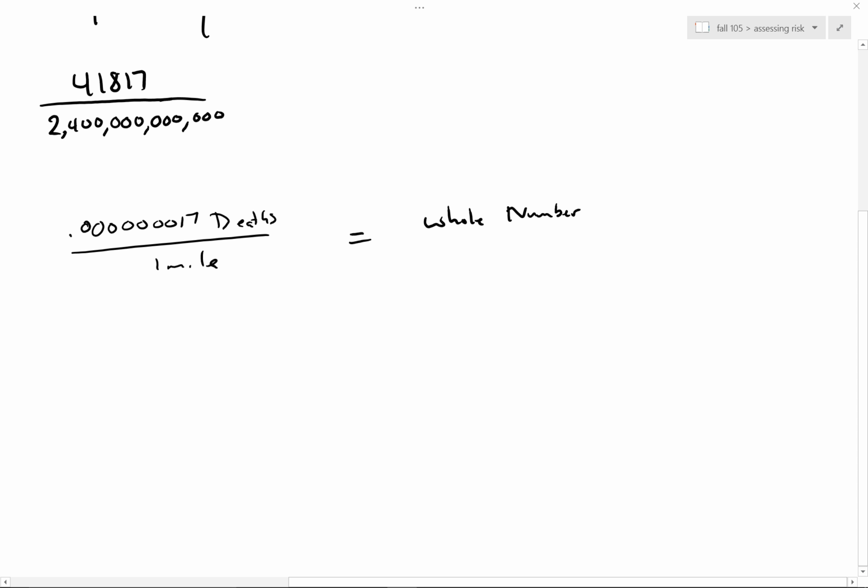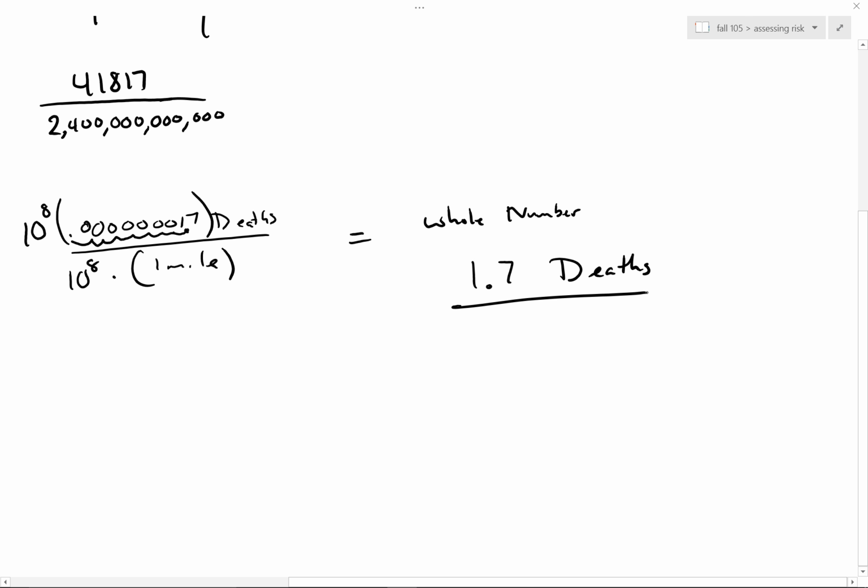Okay? Well, in order to do that, I'm going to have to move the decimal over 1, 2, 3, 4, 5, 6, 7, 8 places to make that happen. So it's going to be 1.7 deaths. Now, in order to do that, I had to multiply by 10 to the 8th. Yes? And if I multiply by 10 to the 8th on the bottom as well, what is 10 to the 8th? Well, son of a gun, it's 100 million. So there are 1.7 deaths for every 100 million miles traveled.